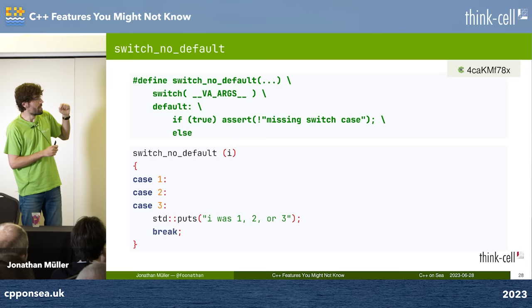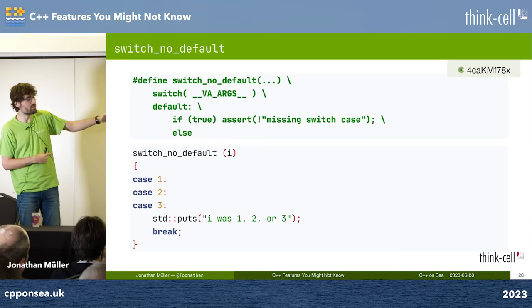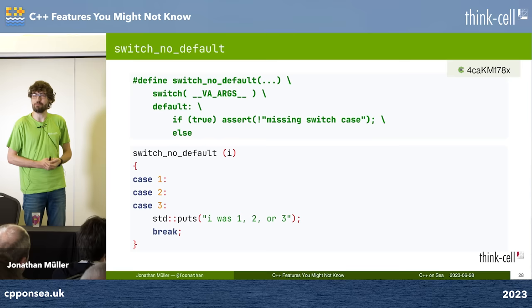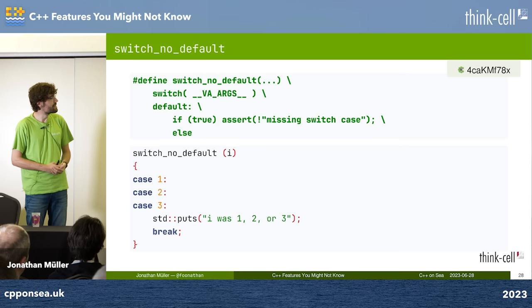So when we hit a case, we will jump to the case and do the code, like a regular switch. But when nothing hits, we enter the default label, enter the if true, and trigger the assertion failure. Right? So this is a switch that does runtime checking on the default case without having to write it. And you get pretty nice syntax, just write switch no default instead of switch, and you get that thing. And yeah, right? I mean, who doesn't like code like that?